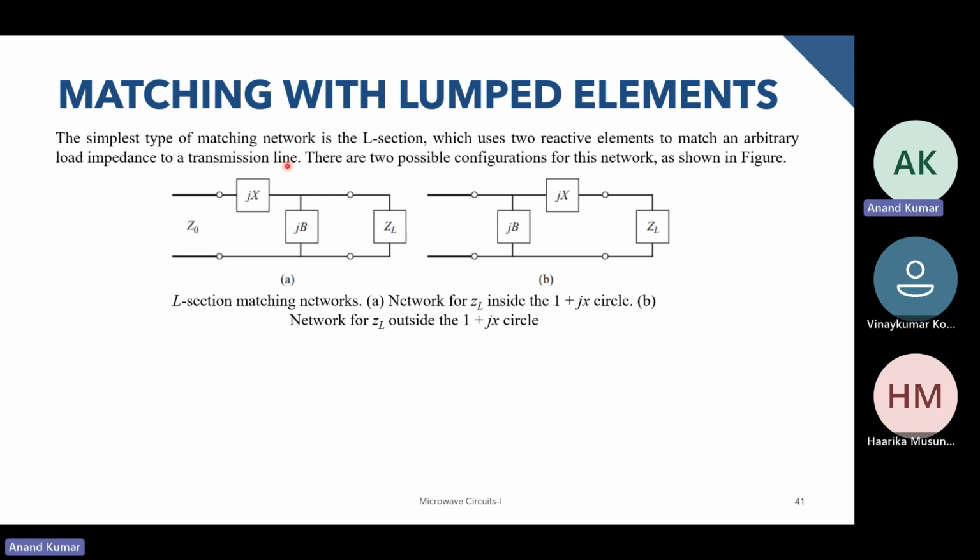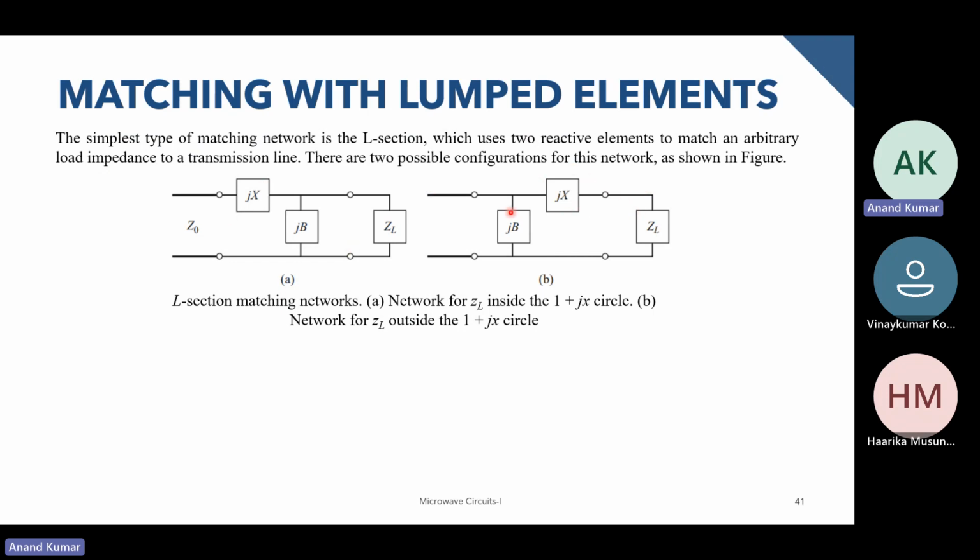Okay, so to match the circuit, it can be done in two ways. For example, you have your load impedance over here, and you have your transmission line ending over here, and we can introduce first the series element over here, and then the shunt element, and then the load. Or we can first introduce the shunt element, and then the series element, and then the load.